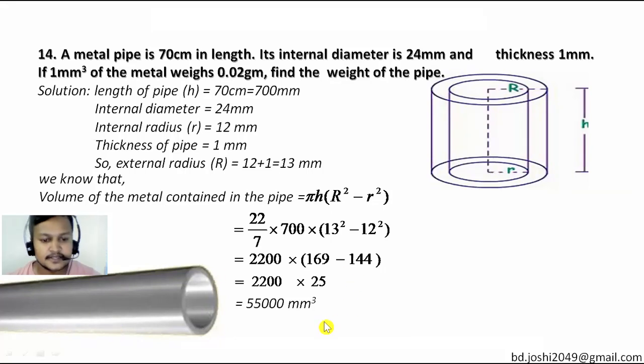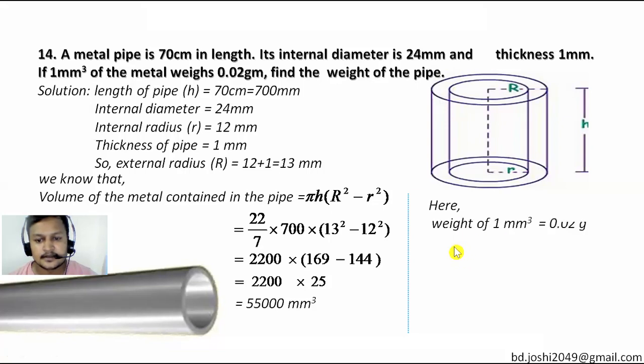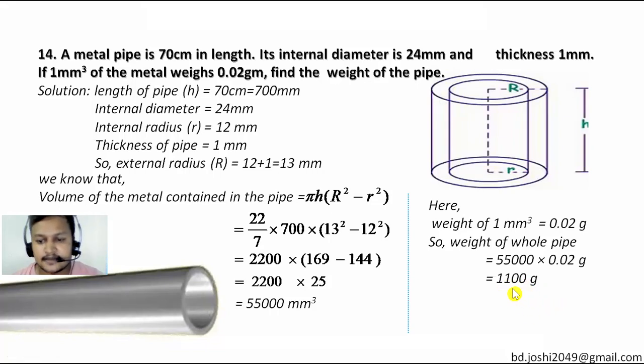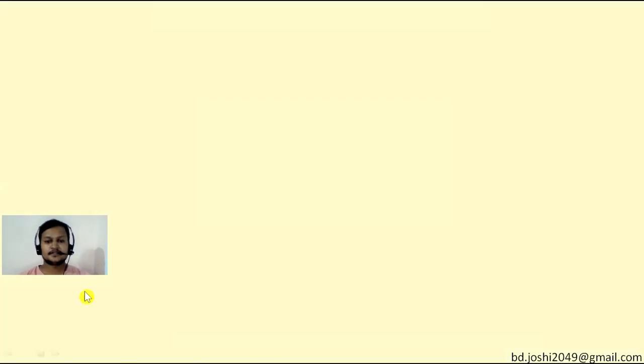And now after calculating volume of it, write other given things in next sentence. 1 cube of metal weighs 0.02 gram and weight of whole pipe is equal to, multiply this 55,000 by 0.02, it gives us 1,100 gram. Now to convert it into kilogram, divide by 1000, that will be 1.1 kilogram, and it is our required answer. And let's move to next question.